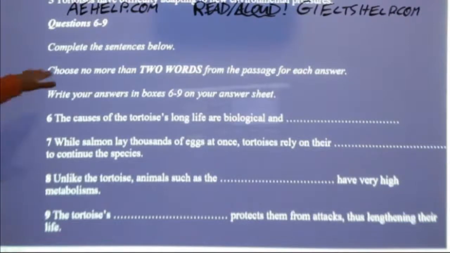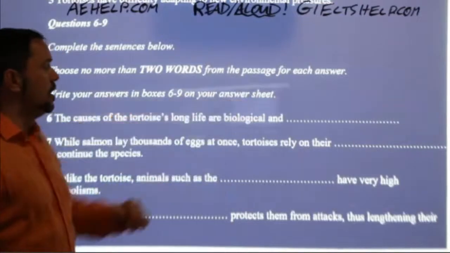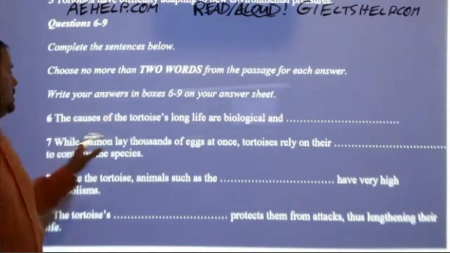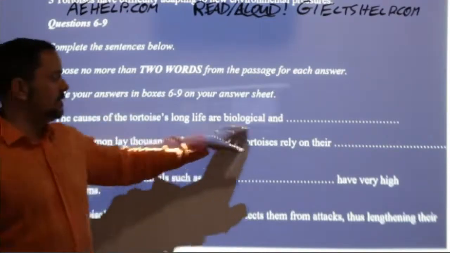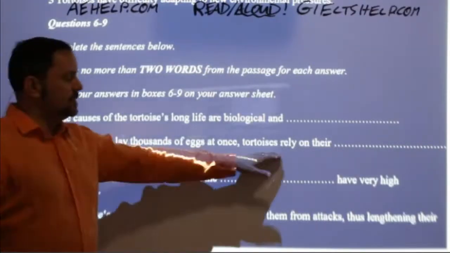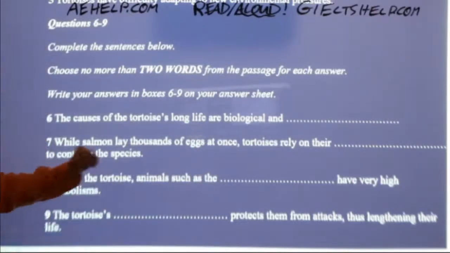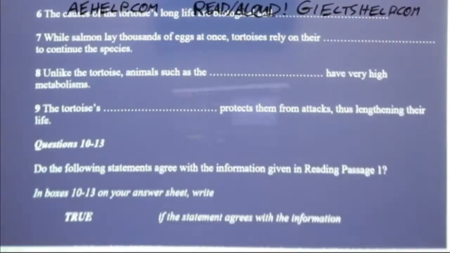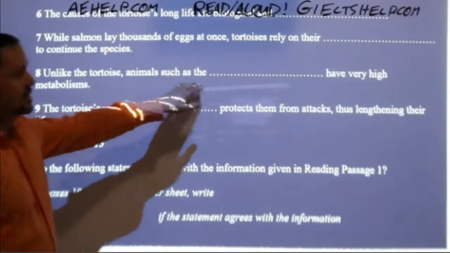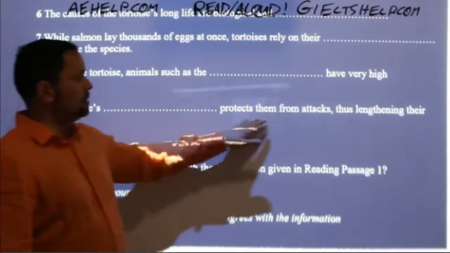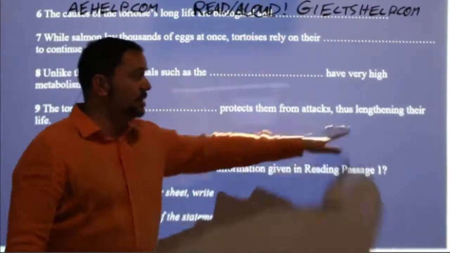Here we have complete the sentences below, okay? Write your answers in boxes 6 to 9 on your answer sheet. Let's skim over these as well. Read with me, aloud. The causes of the tortoise's long life are biological and... While salmon lay thousands of eggs at once, tortoises rely on their something to continue the species. Unlike the tortoise, animals such as thee have very high metabolisms. The tortoise's something protects them from attacks, thus lengthening their life.